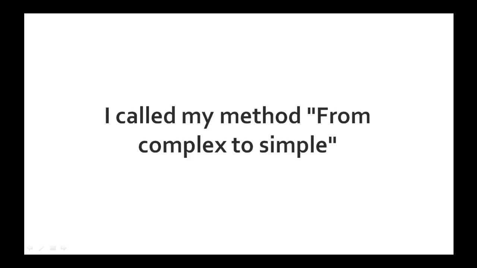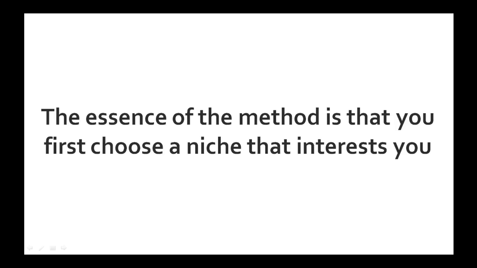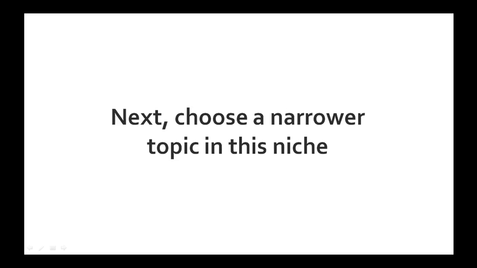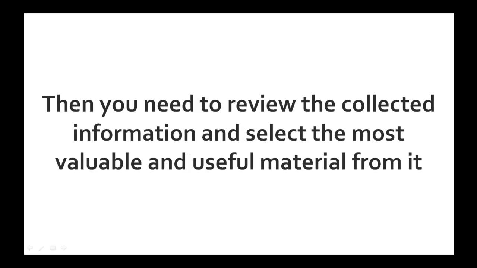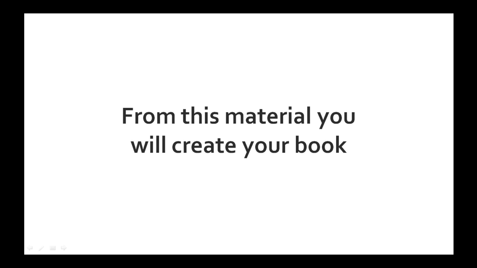So let's start. I called my method from complex to simple. The essence of the method is that you first choose a niche that interests you. Next, choose a narrower topic in this niche. After that, you search the internet for a lot of information on this topic and collect it on your computer. Then you need to review the collected information and select the most valuable and useful material from it. From this material, you will create your book.